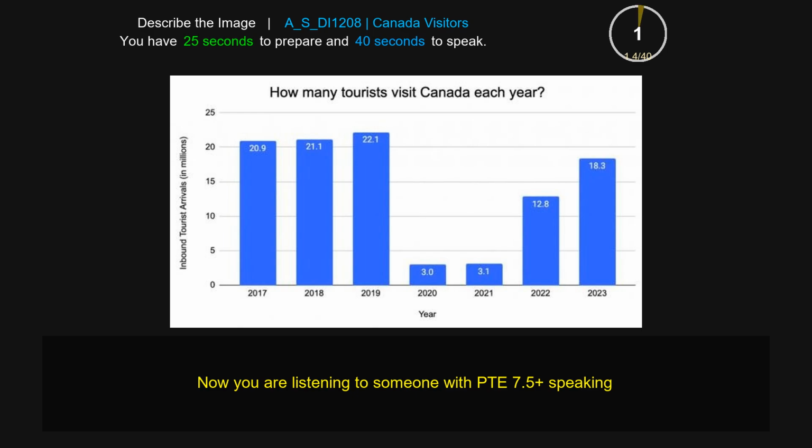This bar chart shows information about how many tourists visit Canada each year in 2017, 2018, 2019, 2020, 2021, 2022, and 2023 across inbound tourist arrivals in millions from 0 till 25 million. The highest figure is 22.1 million in 2019, whereas the lowest figure is 3 million in 2020.